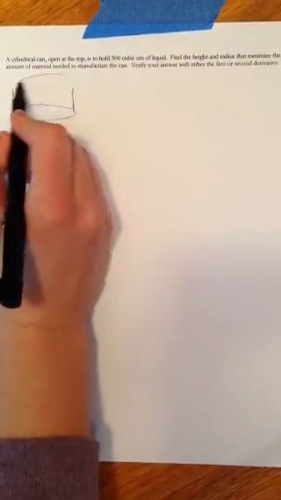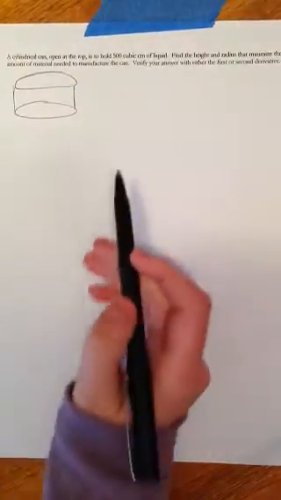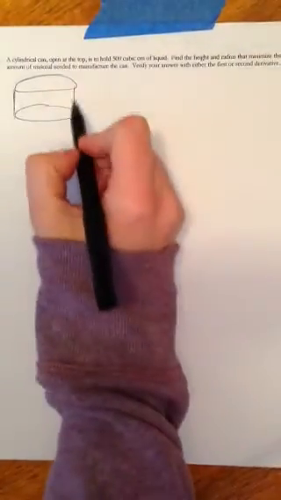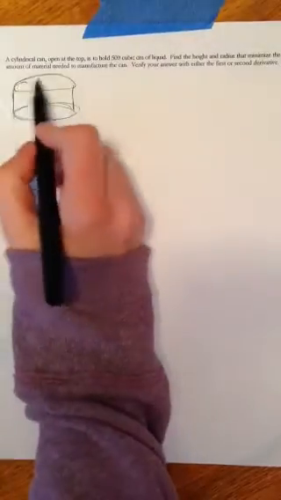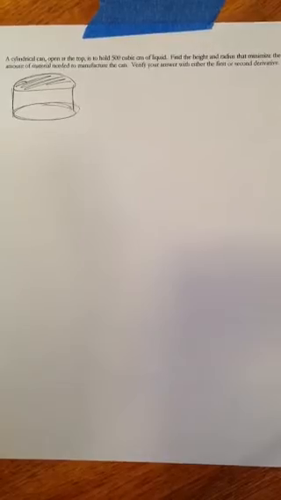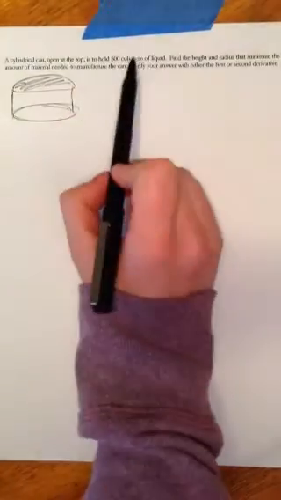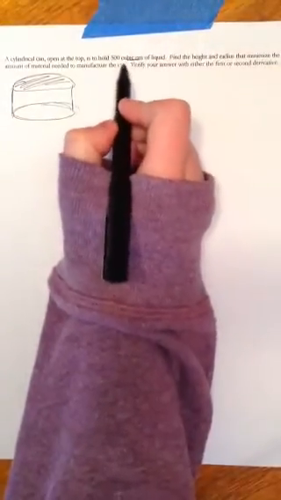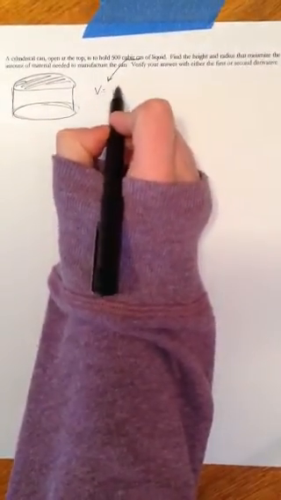All right, picture time. I don't think you really need it, but it helps to look at it. You can decide for yourself whether or not it's going to help you. I have a cylindrical can. That's probably one of my worst pictures ever, but we'll go with it. It's open at the top, so the top is all open. They're telling me it holds 500 cubic centimeters of liquid. Well, if it's cubic centimeters of liquid, what does that mean? My units tell me cubic, the volume equals 500 cubic centimeters.